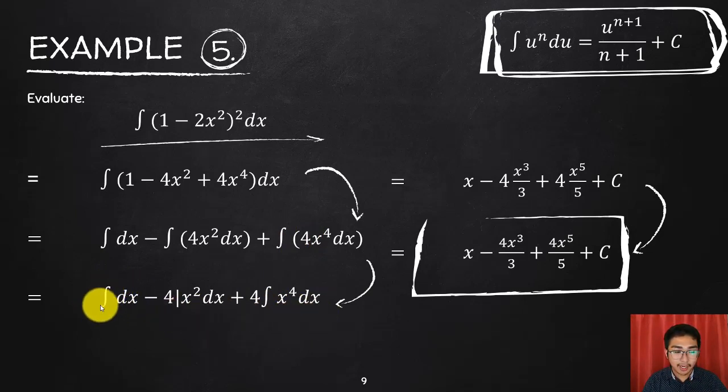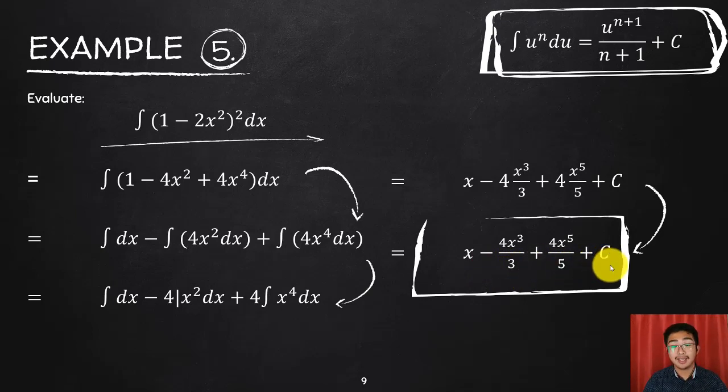So the integral of dx is obviously x, minus the integral of 4x squared dx, which is 4 times x cubed over 3. How? We use the power formula. And then the integral of 4x raised to 4 dx is 4 times x raised to 5 over 5. You refer to the power formula on how we got these integrals. Simplifying further, you can bring the 4 into the numerator. So the simplified answer is x minus 4x cubed over 3 plus 4x raised to 5 over 5 plus c.